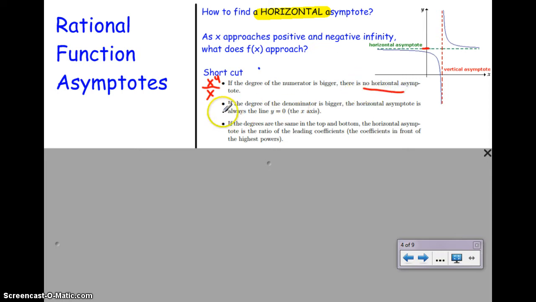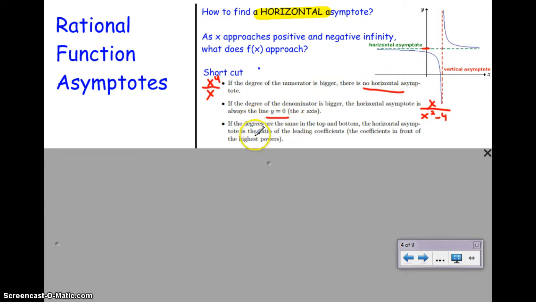The other shortcut is that if you have a degree in the denominator that's bigger, let's say I'll put my example over here. Let's say that I have a fraction and I've got an x squared minus 4 in the denominator, and then in the numerator all I have is an x. Well, in this case, your denominator degree, remember your highest exponent, is larger, so my horizontal asymptote will always be y equals 0 every single time, okay? So again, if your denominator degree is bigger, you'll have y equals 0 as your asymptote.